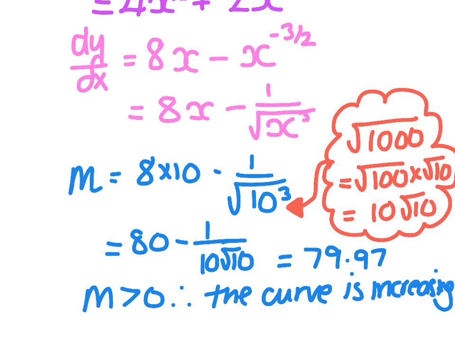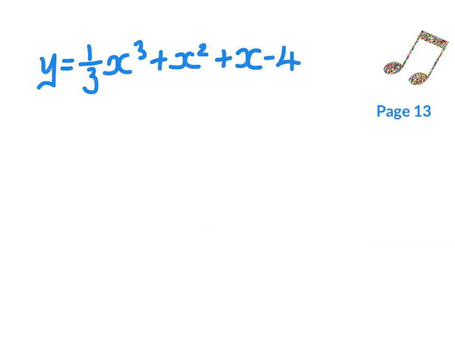Okay, the second example, which is on page 13. We're given the equation y equals 1/3 of x cubed plus x squared plus x minus 4, and we're asked to show that this curve is never decreasing. Now I'm going to be using the same skills that I used before, but I need a little bit of extra thinking in here. If it's never decreasing, that means the gradient can never be less than 0. So I'm trying to think about what sort of expressions will never give me a negative number as an answer. I'm going to go ahead and differentiate, but in my mind I'm going to be thinking a little bit about what I expect the answer to be.